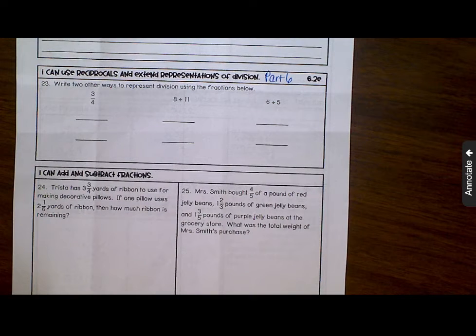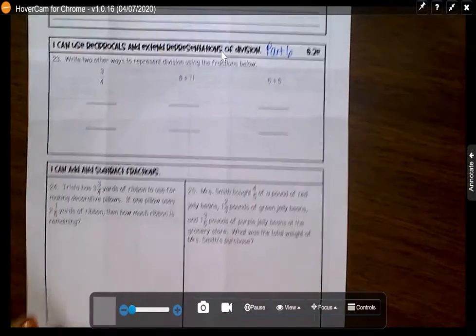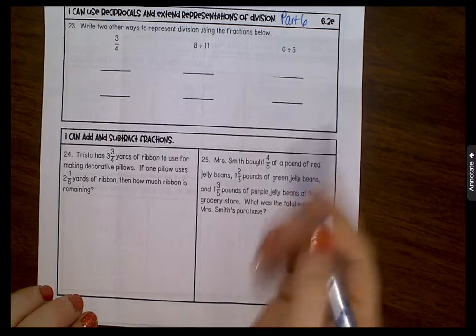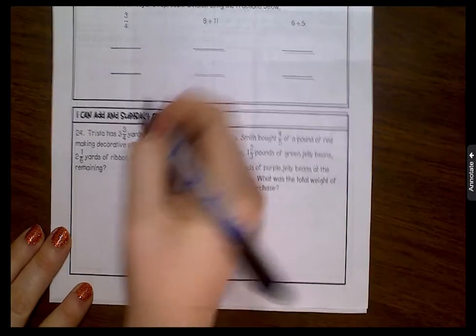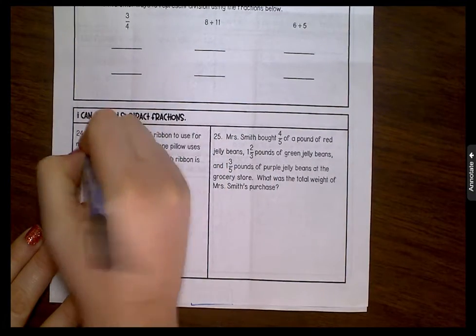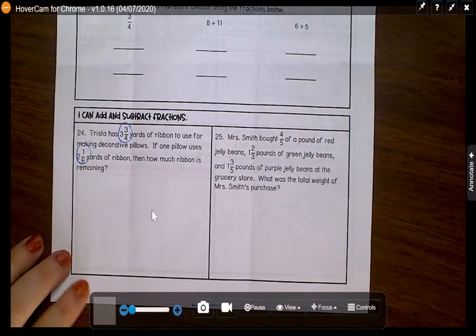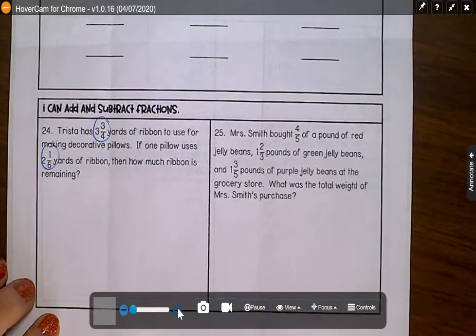Okay, guys, we are going to go over our last little section of the review, and that's going to be adding and subtracting fractions to start. When you see a question that has fractions, you're going to isolate those numbers. If you're on paper, you're circling them. Otherwise, you're focusing on the screen on them.